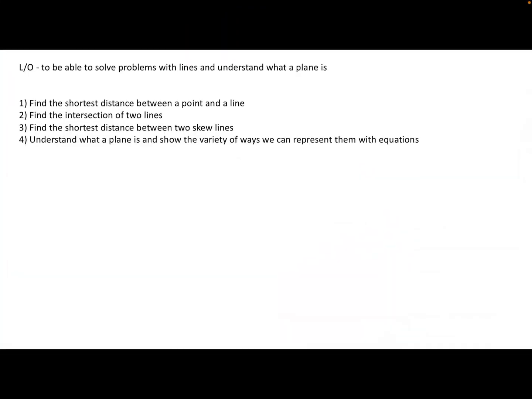This is what we're going to learn. We're going to try to extend our knowledge of working with vector equations of lines, and also try to understand what a plane is and how we can represent a plane with mathematical equations. So we're going to look at finding the shortest distance between a point and a line, finding the intersections of two lines, finding the shortest distance between two skew lines, and we're going to understand what a plane is and show all the ways that we can represent them with equations.